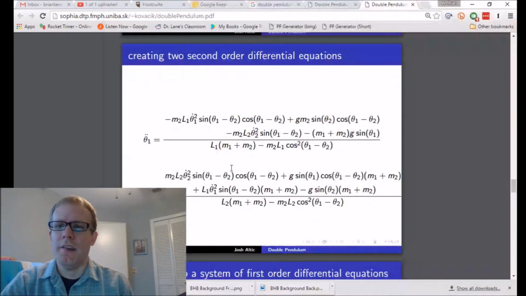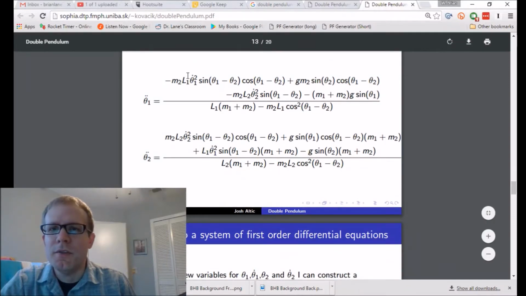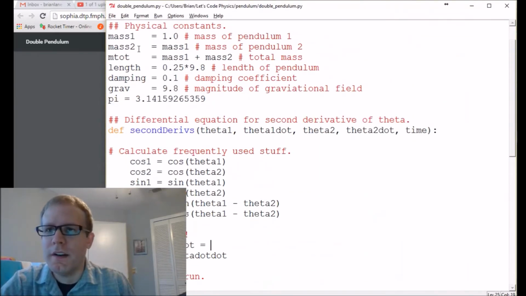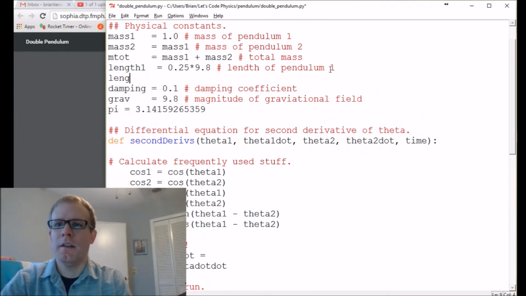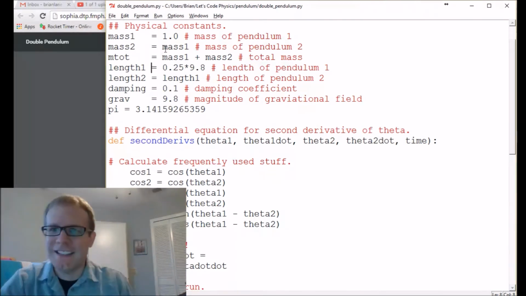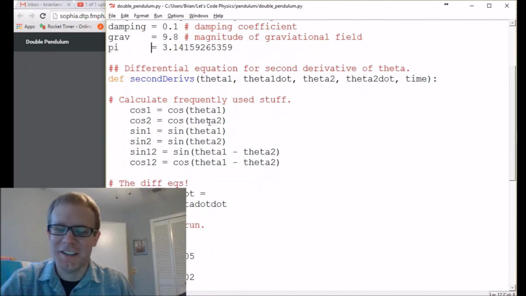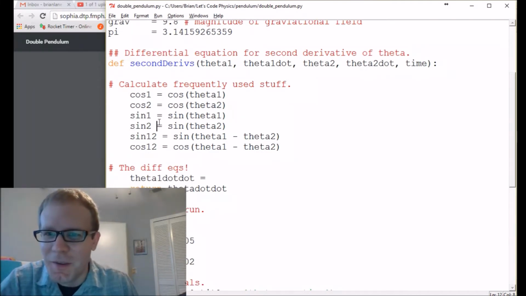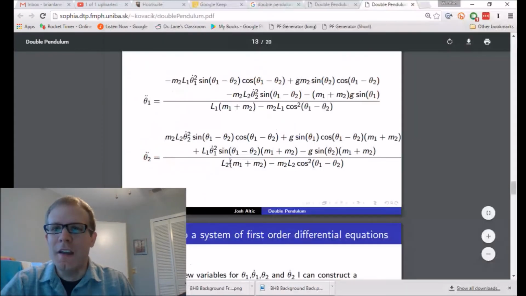Okay. So let's have a theta 1 double dot. Let's see, I've got a negative M2 L1. Oh, I need to define their lengths as well. So let's have a length 1, length 2 equal to length 1, length of pendulum 2. Get my equal signs aligned, keep my PhD advisor happy.